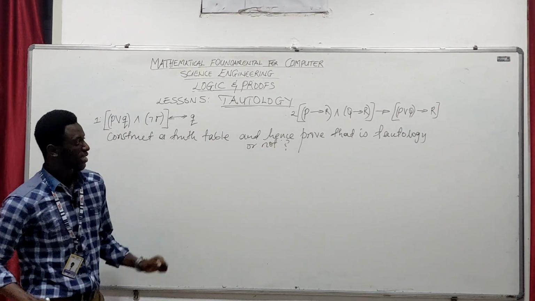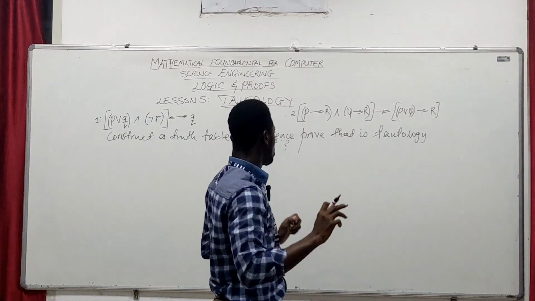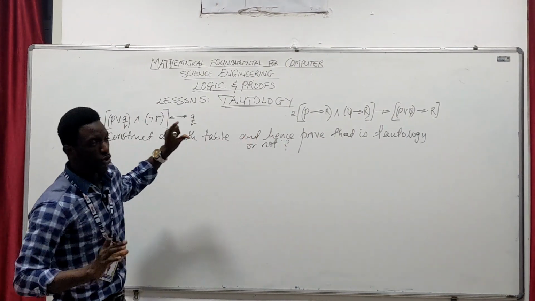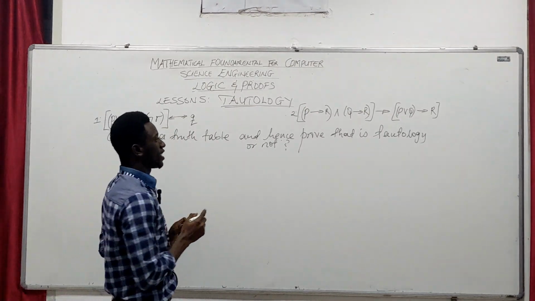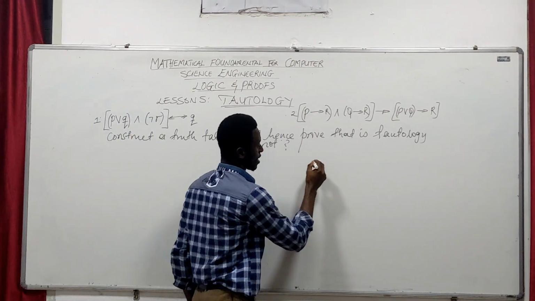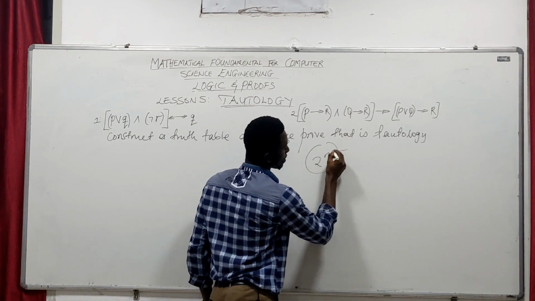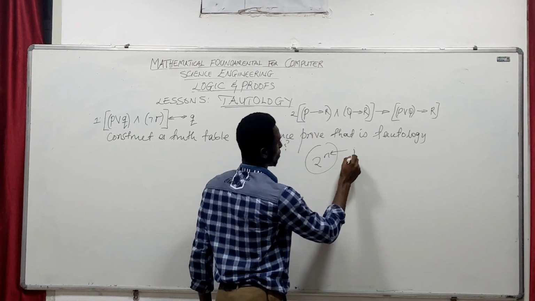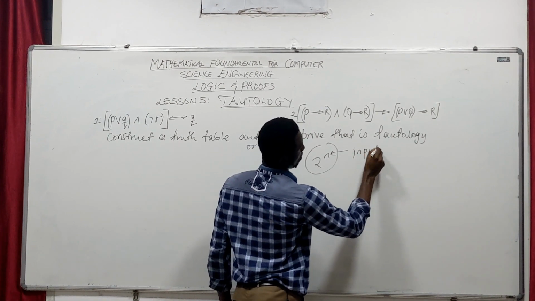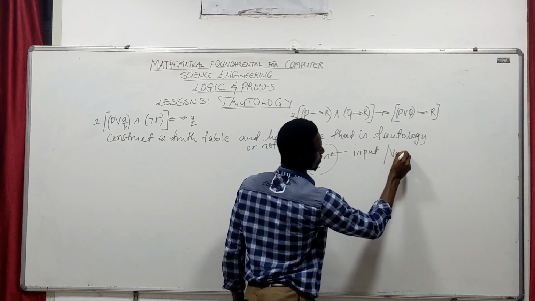From this example, let's try to construct a truth table. But first, I want to give you a simple logic on how you can know the number of rows and columns you are going to construct. Let me give you a simple formula here: 2 to the power n. This n stands for the number of variables given, or the inputs.